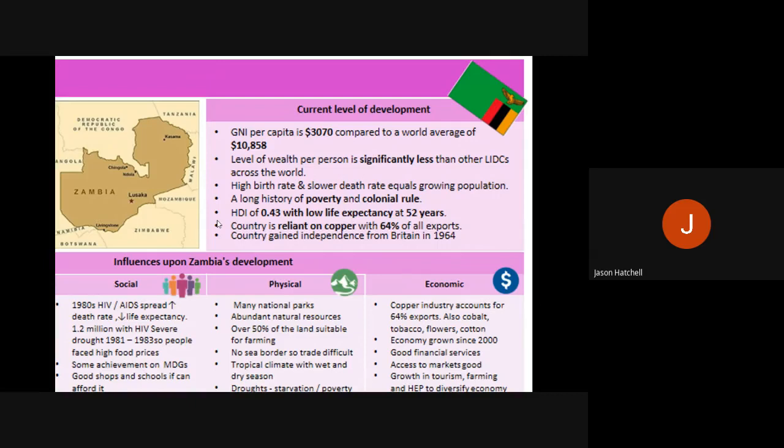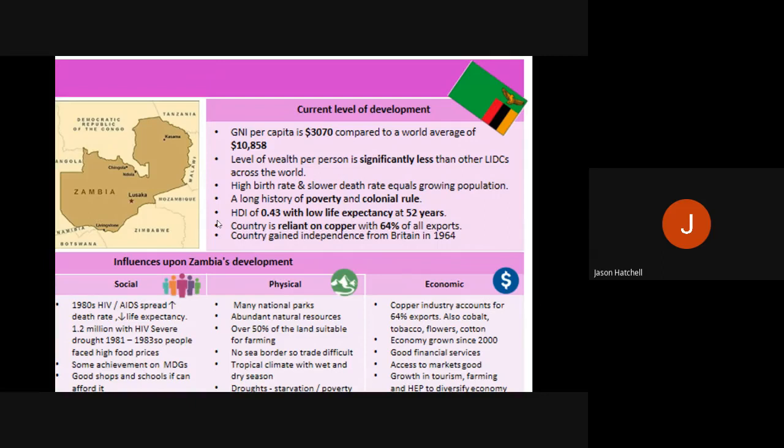It has a high birth rate and a slower death rate, which means it has a growing population. If you think back to the UK in the 21st century again, and if we think back to the demographic transition model, or DTM, it is definitely in that stage 2 process where the death rates are falling, high birth rates are still there, but the population therefore is increasing quite dramatically.